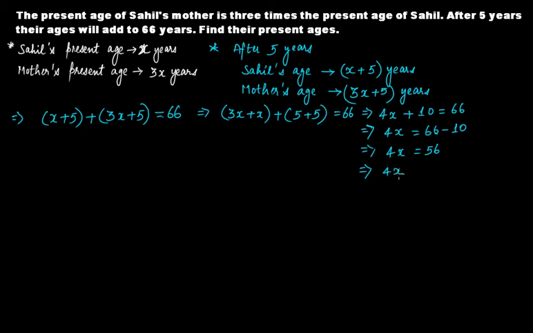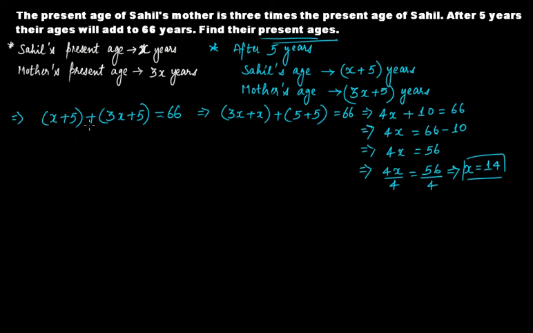So this is 4x by 4 is equal to 56 by 4, and if you solve this, you get x is equal to 14. So x comes as 14. You have to find what the present age is. The present age of Sahil is x years.